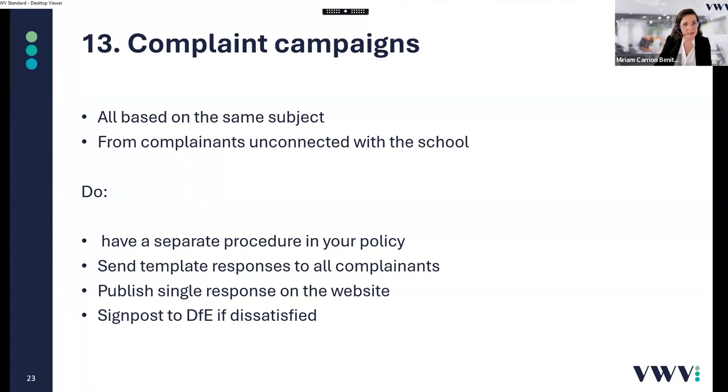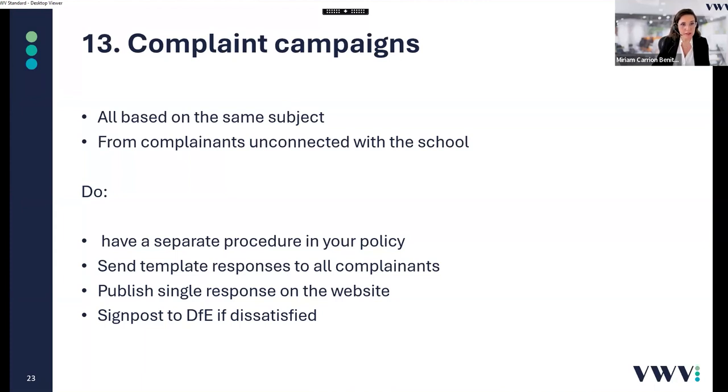increasingly, either by online petitions or large community groups, in essence, bringing a complaint based on the same subject to a school via very many different channels. They usually come from complainants unconnected with the school. And you ought to have at school a separate procedure in your policy as to how you will deal with complaint campaigns. You can either send separate template responses to all complainants at once, or you can publish a single response on the website, and you can signpost the DFE if unsatisfied.